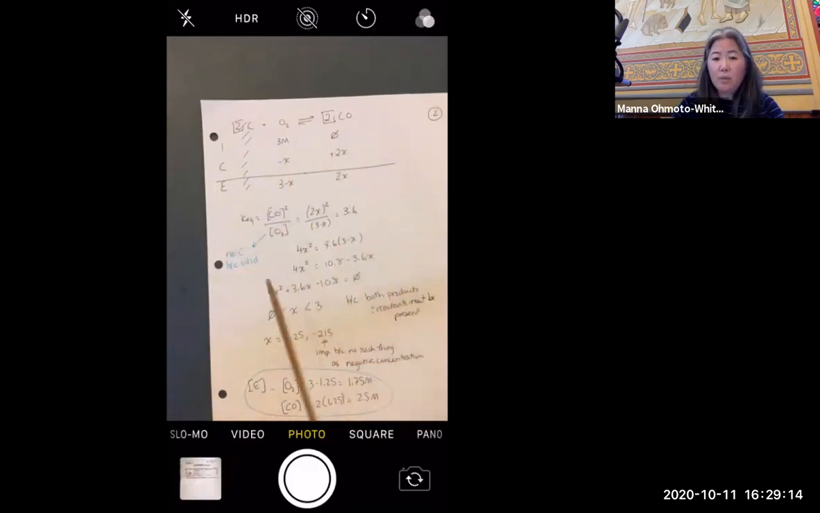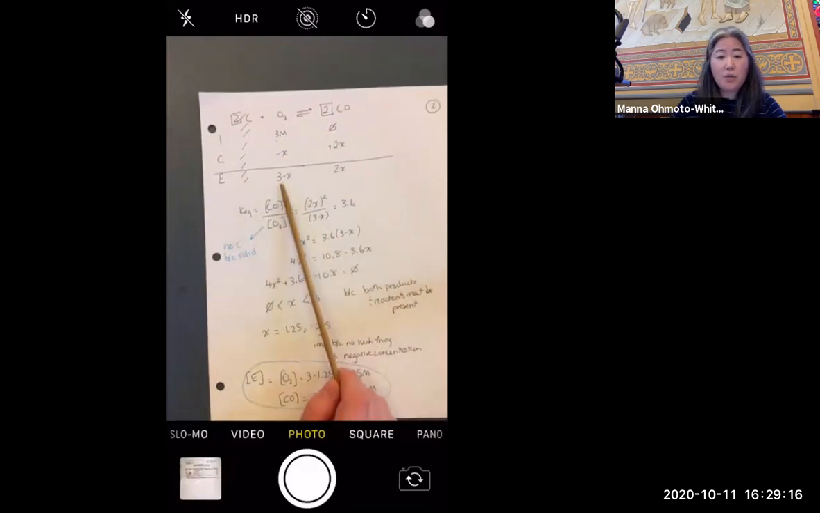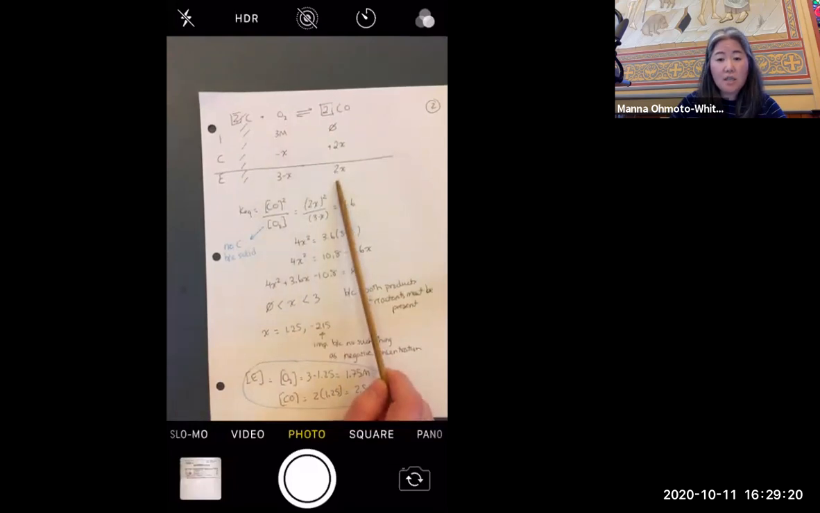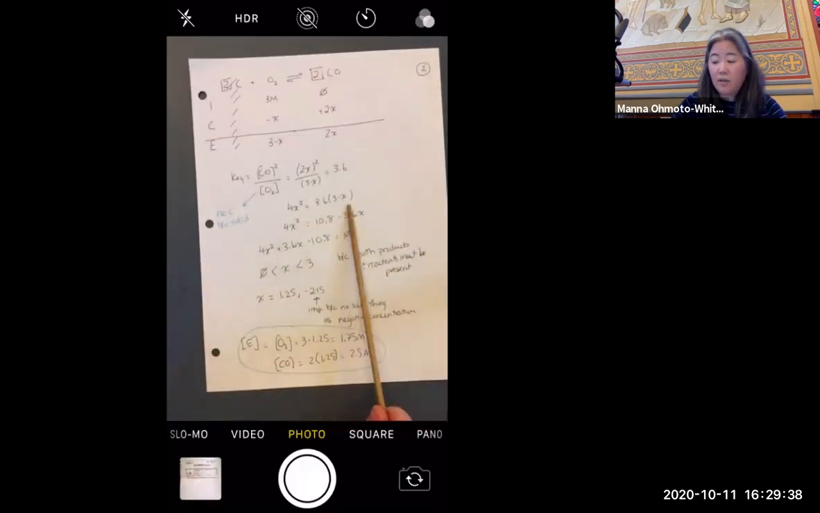Then at equilibrium, my concentrations are going to be 3 minus X for oxygen and 2X for carbon monoxide. Again, no carbon because it's a solid. So I keep my Keq expression and then simply plug these values in: (2X) squared over (3 minus X) is equal to 3.6. Then I solve for my X value.